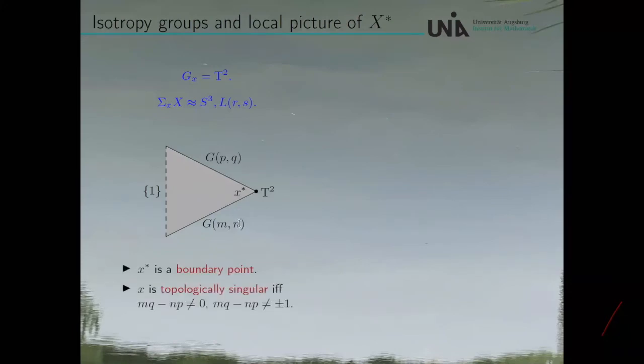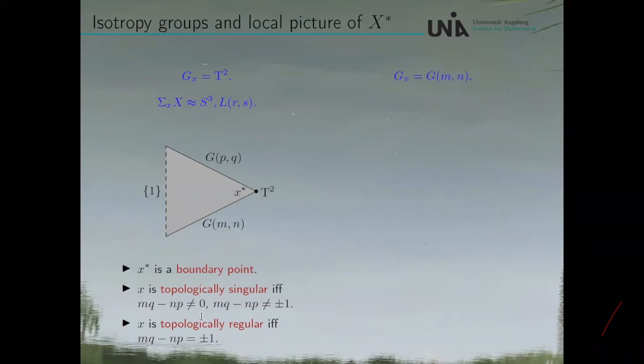It is topologically singular if and only if this determinant that I pointed out is not 0 and it is not plus minus 1. This is a very important point. And it is topologically regular if and only if this determinant is 1. So for fixed points, we get this information.